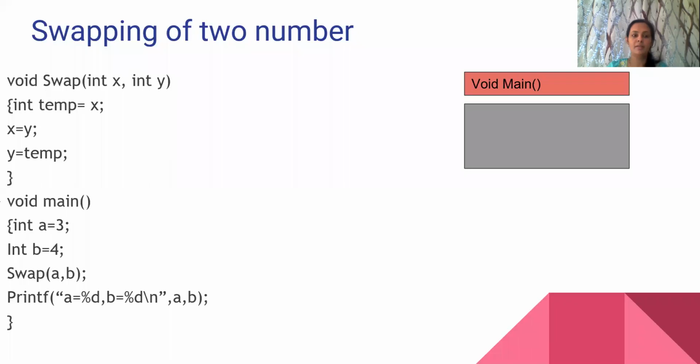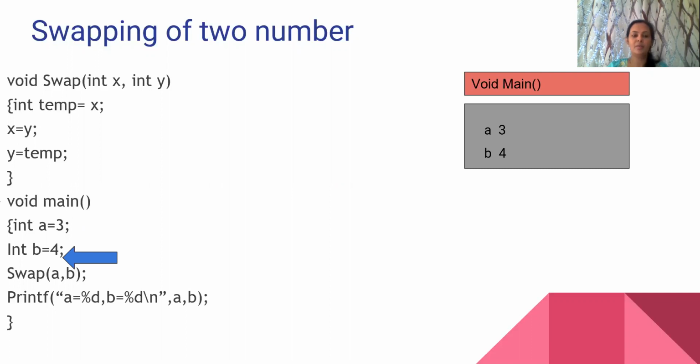That is integer a, we are assigning the value 3 to it, and integer b, with the value 4. That is, we are making a variable a which will hold the value 3. Next, we have a variable b which will hold the value 4. So this is how two integer variables hold the values 3 and 4.